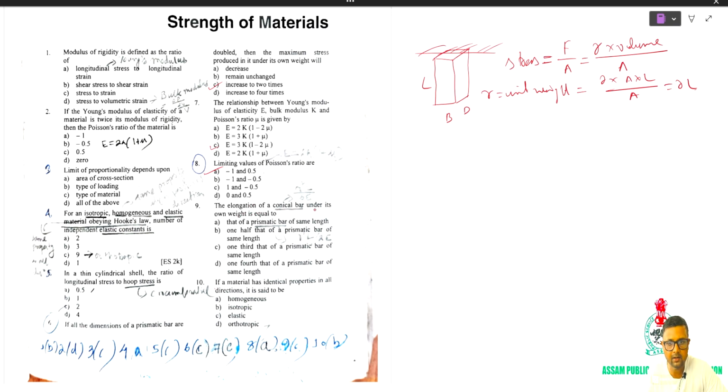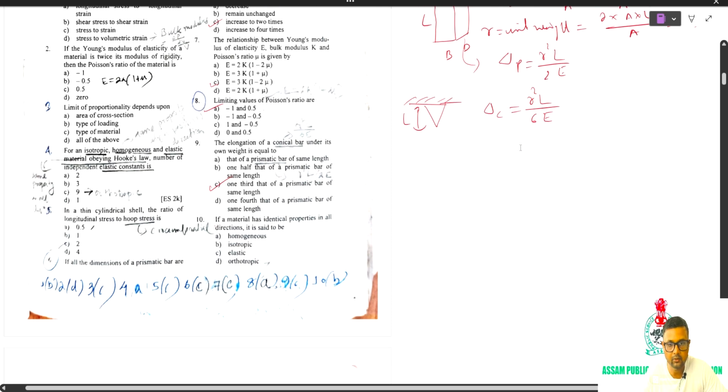The elongation of the conical bar under its own weight is equal to. Okay, this is a prismatic bar. Now what is the elongation here? Elongation of prismatic is 2e. Now if I take a conical bar, this length is L. Elongation is 6e. That is, the prismatic bar has 3 times more elongation than the conical bar. So the answer is 1/3 of a prismatic bar of the same length. Question 9 answer is C. Now question number 10.